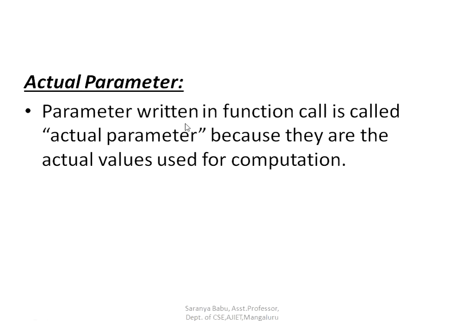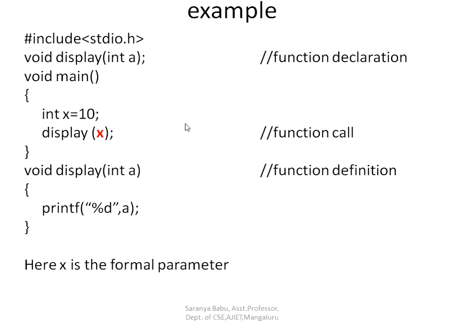So what is the actual parameter? The parameter written in the function call is called the actual parameter, because they are the values that are used for computation. Is it clear, everyone? Those are the values which are used for the computation. So the formal parameters are the ones used in function declaration and function definition. The parameters written in the function call are the actual parameters, because you will always call the function with certain values. Understood? Clear? They are used for the computation.